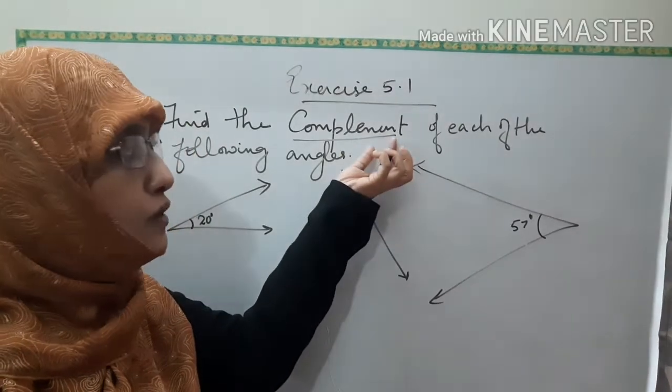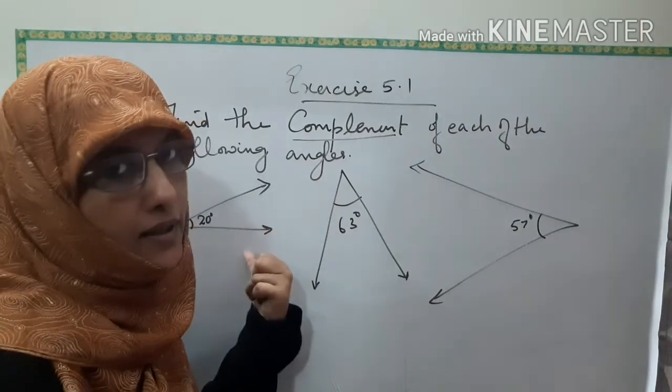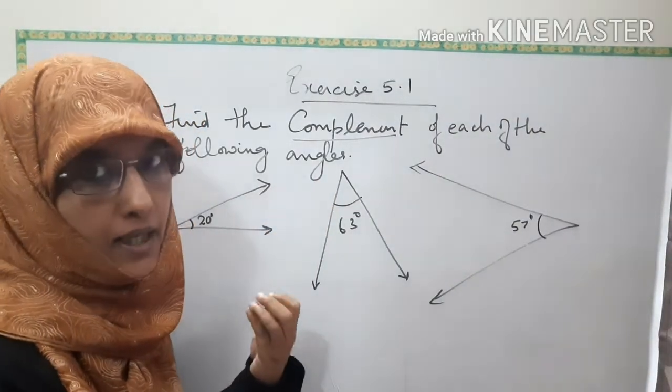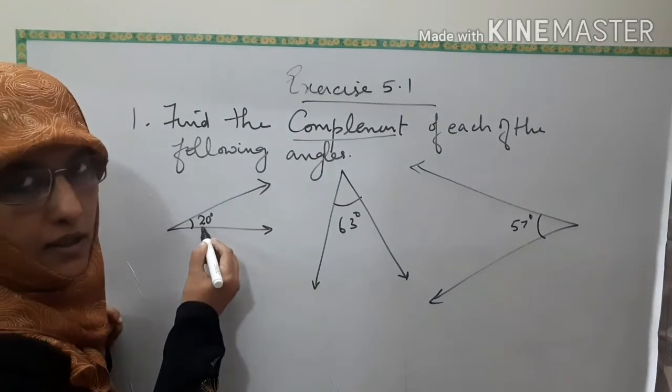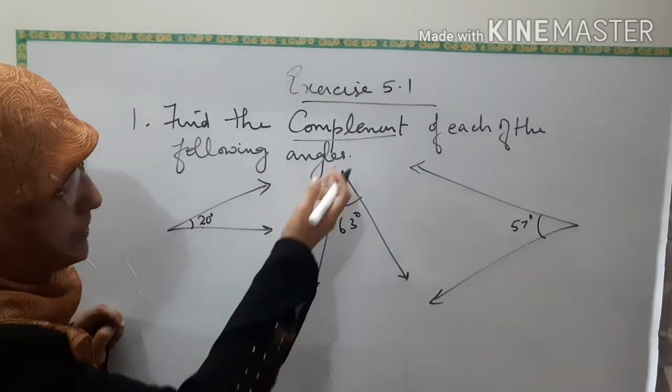Here you have to find the complement of the angle. One angle is given. Complement means the other. What will be the other angle? So, here the given angle is 20 degrees. So, what will be the complement of that angle?